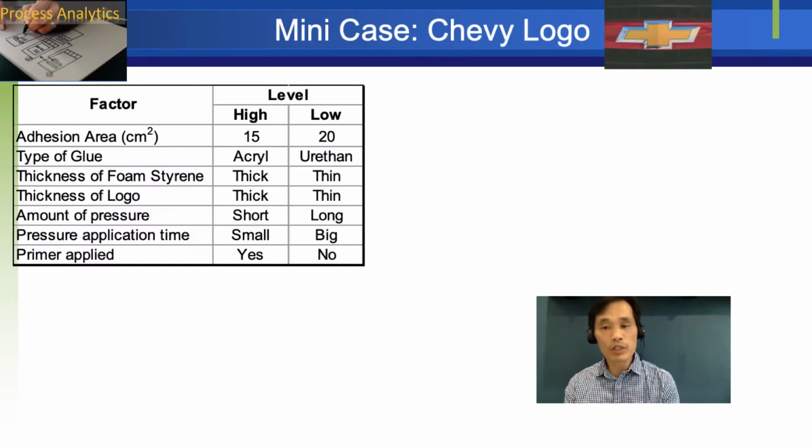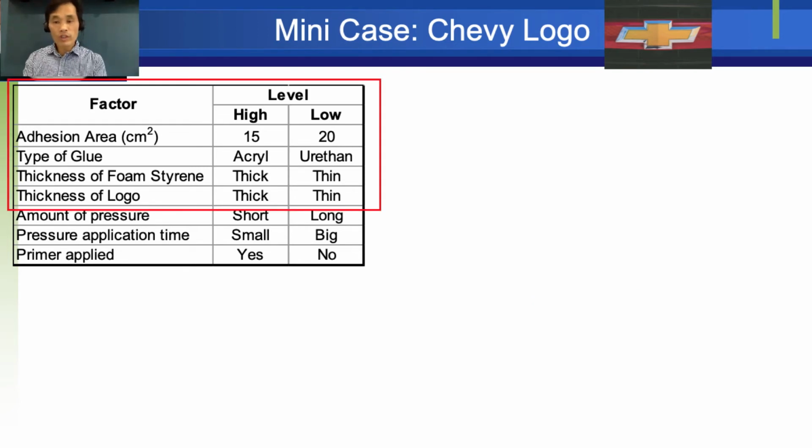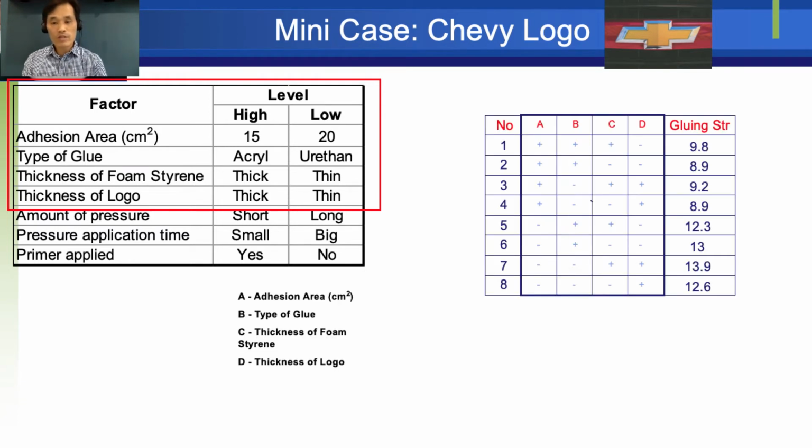The mini case that we will use is the Chevy logo adhesion process. In upholstering the Chevy logo, there are at least 7 factors to probe: adhesion area, type of glue, thickness of foam styrene, thickness of logo, amount of pressure, pressure application time, and primer applied. One would want to know which factor really counts for the gluing strength of the logo. For this reason, he or she can design experiments and conduct them and understand what is happening in the process. Doing so, the person can gain insights about business process improvement.